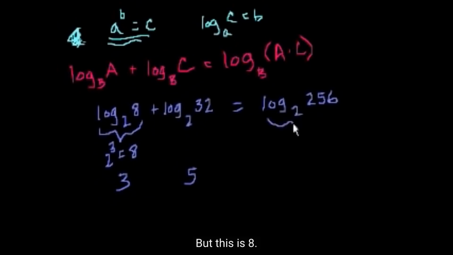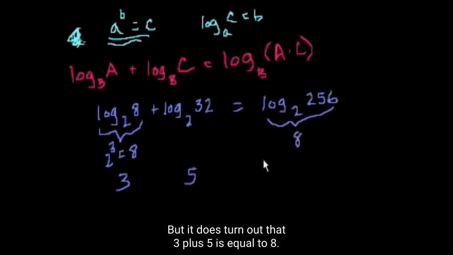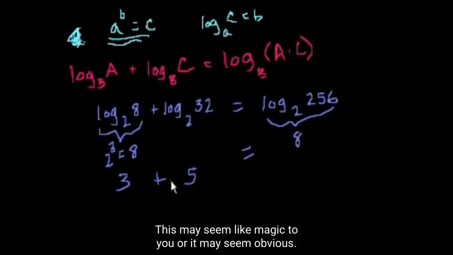But this is 8. And I'm not doing it just because I knew that 3 plus 5 is equal to 8. I'm doing this independently. So this is equal to 8. But it does turn out that 3 plus 5 is equal to 8. This may seem like magic to you, or it may seem obvious.